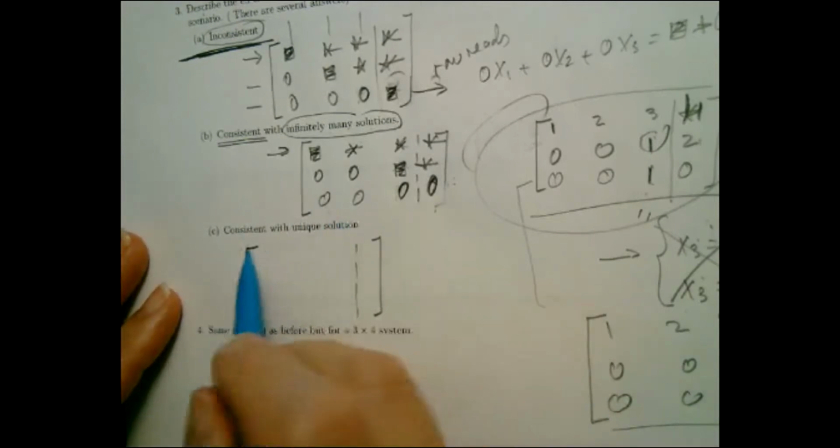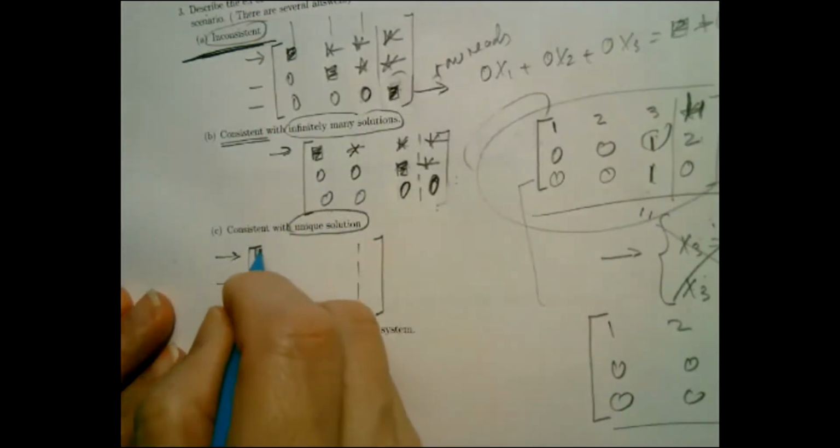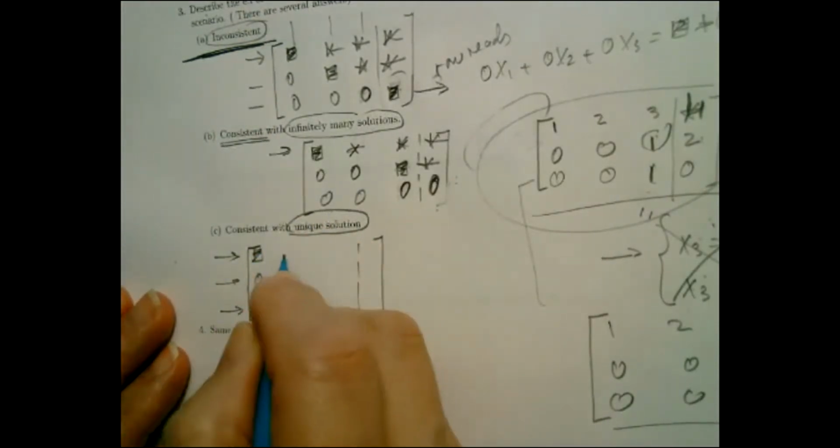Is it possible for a 2 by 2 system to be consistent with infinitely many solutions? And the answer is absolutely yes. Think about it. Okay, I want a unique solution. Quickly, what is the picture? Square. Unique means we have to have each one of them basic.